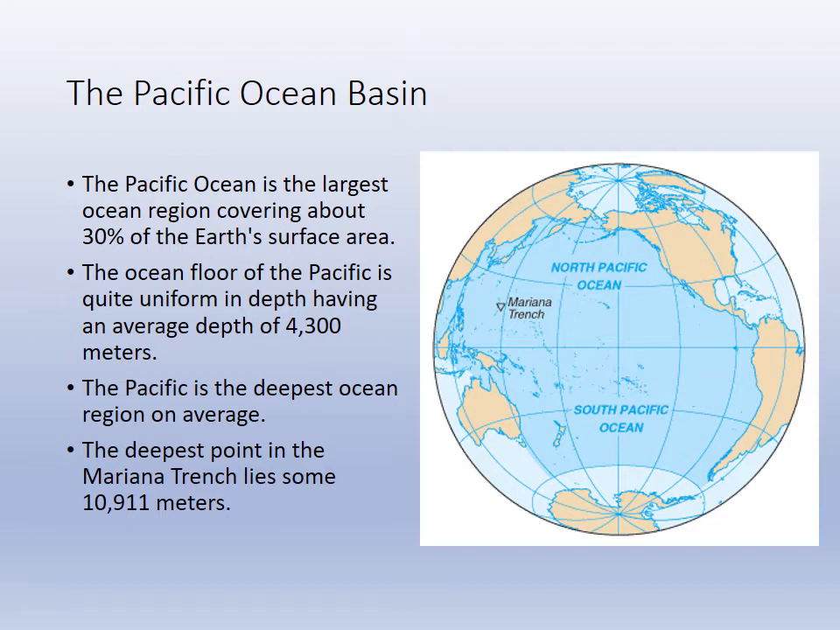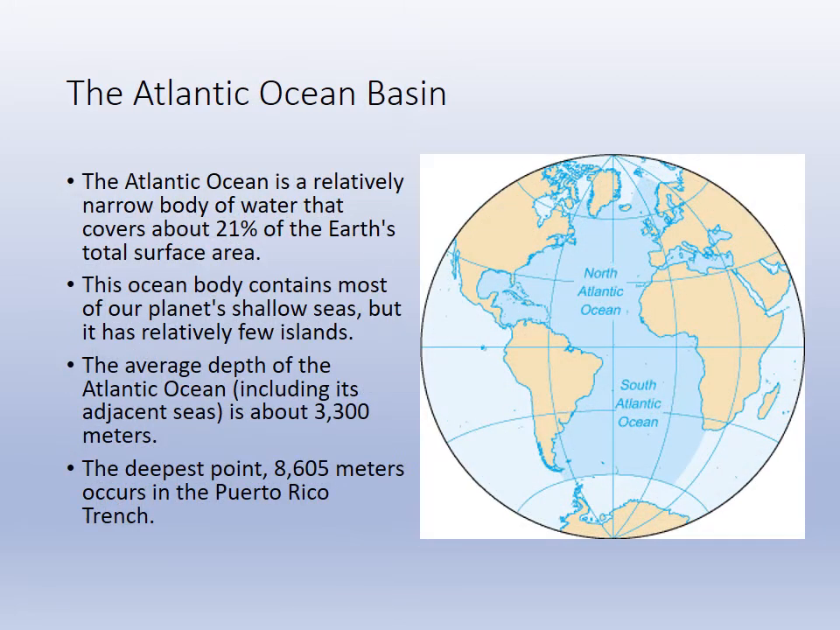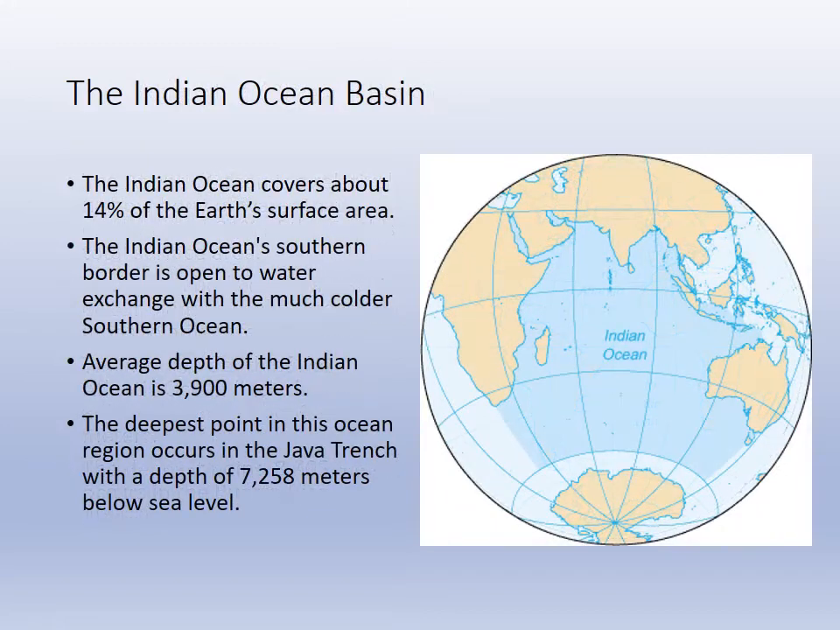The Marianas Trench is the deepest portion of the Earth's crust. It's also called the Challenger Deep because one of the expeditions, called the Challenger Expedition, discovered it using sonar. The Atlantic Ocean Basin is actively spreading. Its deepest point occurs in the Puerto Rican Trench, which is over 8.6 kilometers deep. The Indian Ocean, average depth 3.9 kilometers, and its deepest point occurs in the Java Trench.